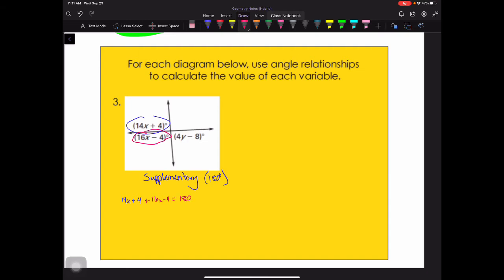Combine like terms again. So that's the geometry part. Now it's all algebra. So combine like terms. 14x and 16x is going to be 30x. 4 minus 4 is, well, 0, so that's gone. Divide both sides by 30. X is going to equal 6.